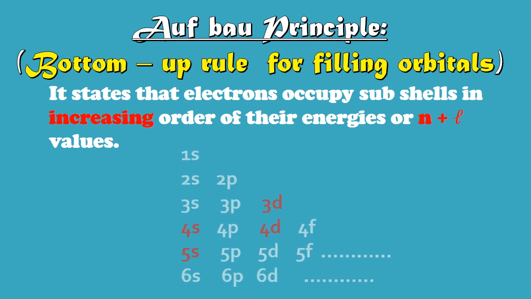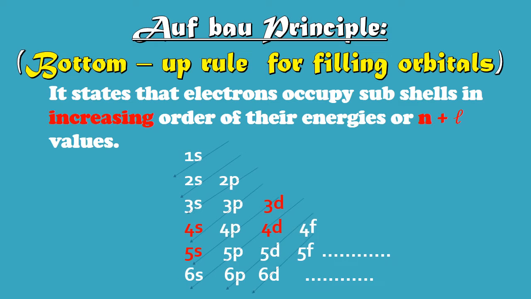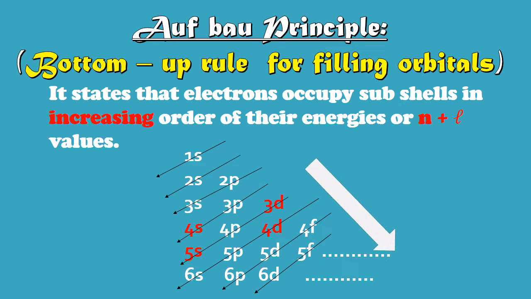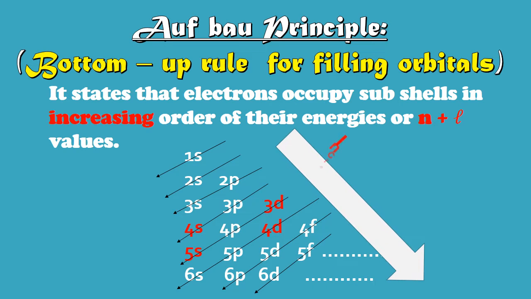So what is Aufbau principle? Bottom-up rule of filling orbitals. It means that we are going to fill the orbitals in increasing order of their energies. According to the Aufbau principle, the electron occupies the subshell in increasing order of their energies, or n plus L rule.